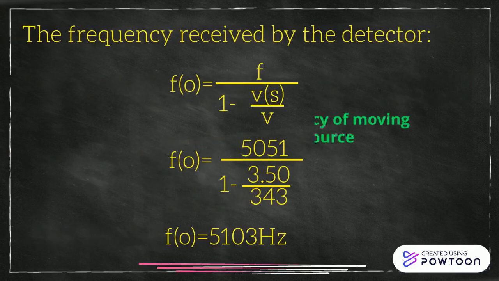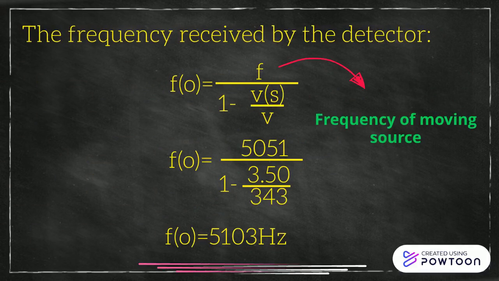Then the object becomes a moving source when the sound is reflected back to the detector. The frequency received by the detector is 5103 Hz. This is known as the double Doppler effect. The moving object first acts as a moving observer and then acts as a moving source.